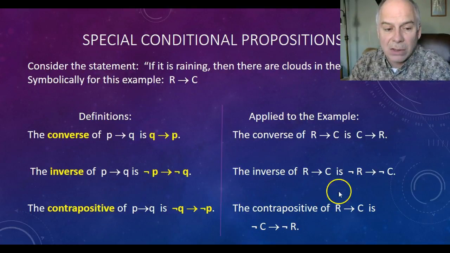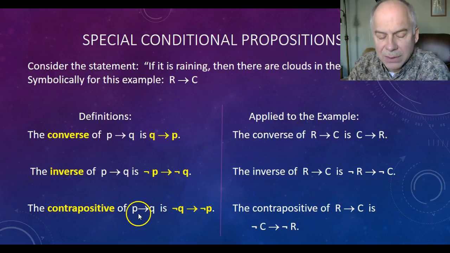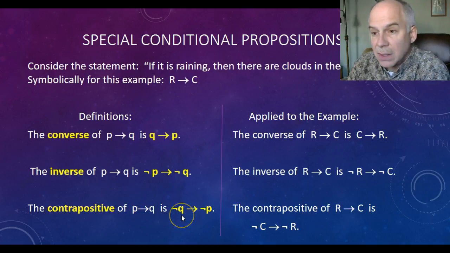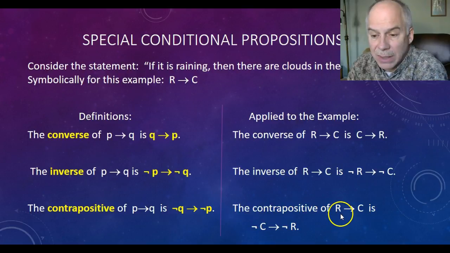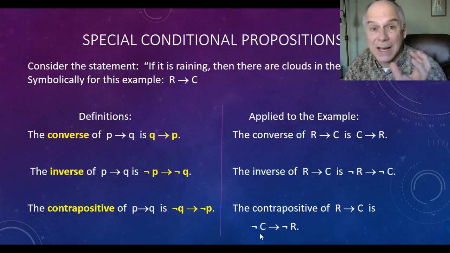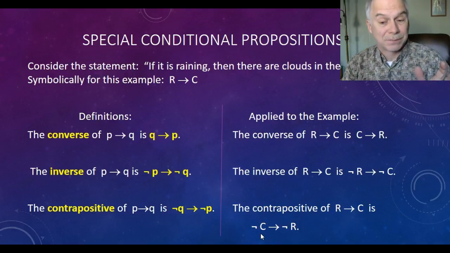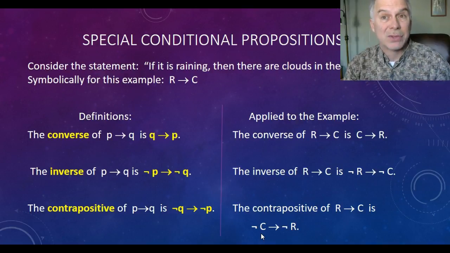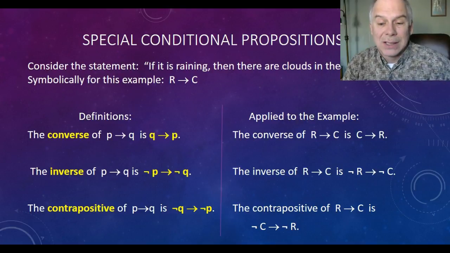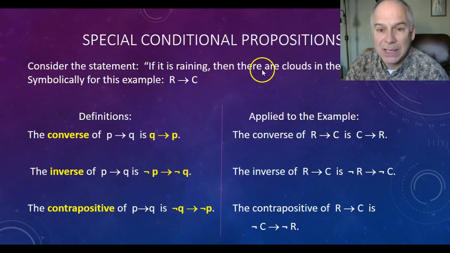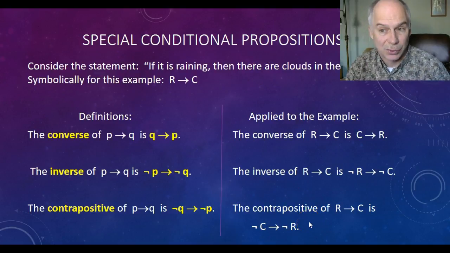Okay? Now look at the contrapositive. The contrapositive of if P then Q is if not Q, then not P. In the case of if it's raining, then there are clouds in the sky, that would be if there are no clouds in the sky, then it's not raining. Now, is that true? If there are no clouds in the sky, then it's not raining? Yeah, pretty much that's true. So you can see that if the original statement is true, then the contrapositive is true. Okay?